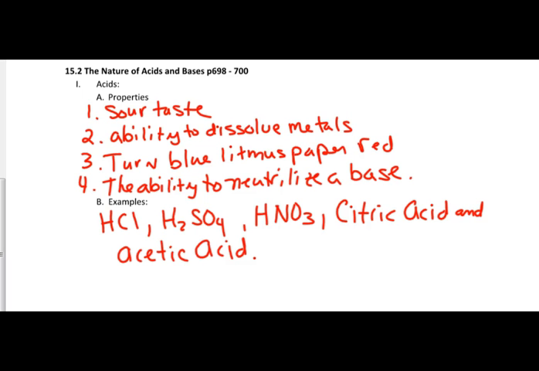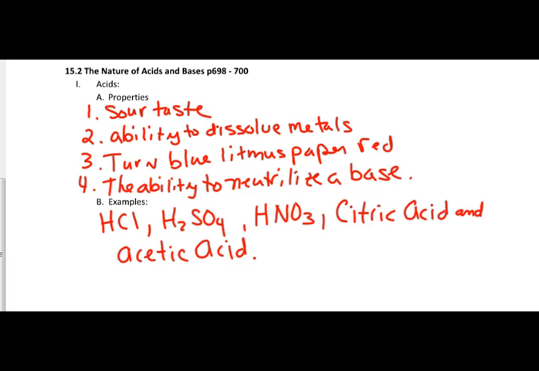So let's talk about the nature of acids and bases. Acids, the properties. You should be pretty familiar with this. You've had this in honors chem, you've had this in biology, but acids, they have a sour taste. Citric foods, that's an example of a sour taste. Candy has a sour taste because there's lots of citric acid in it.